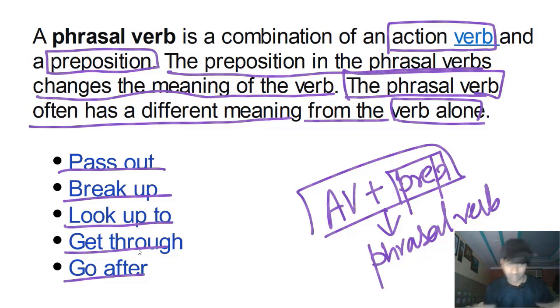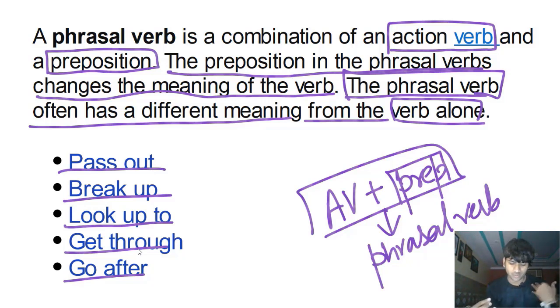I'll get through it, right? I'll somehow manage to overcome that situation. Go after something or somebody. If you go after somebody, that means you're trying to take revenge from that person, you are trying to do some harm to the person.